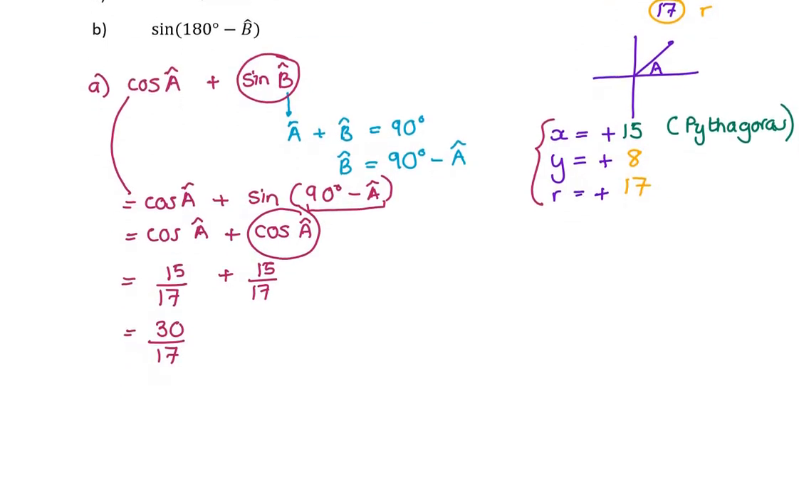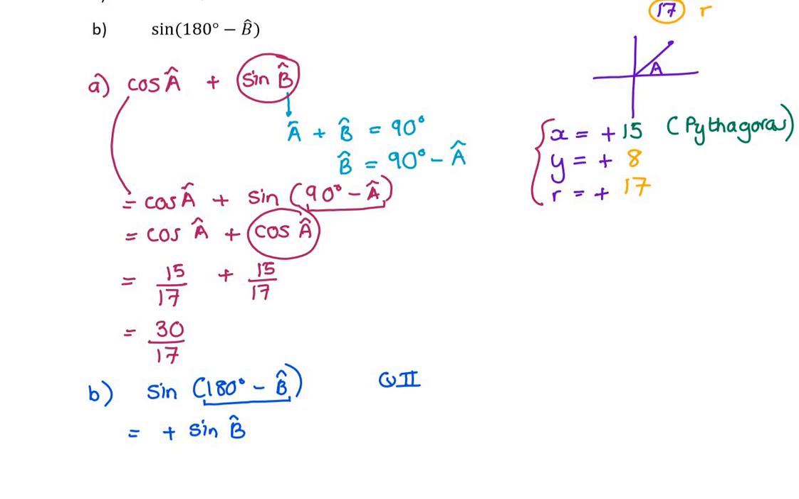So if I continue on to question B, it says sine of 180 degrees minus angle B. That's not a problem. I'm going to do reduction. Don't forget, it comes down to two things. First of all, what is my sign? I'm working in quadrant 2 because it's 180 minus B, which means that sine will be positive. And my name is not going to change simply because I'm working from 180 degrees.